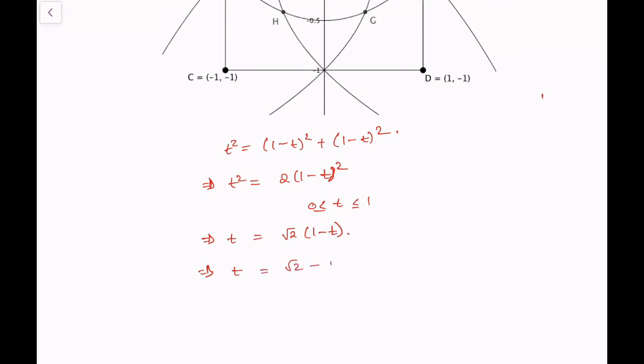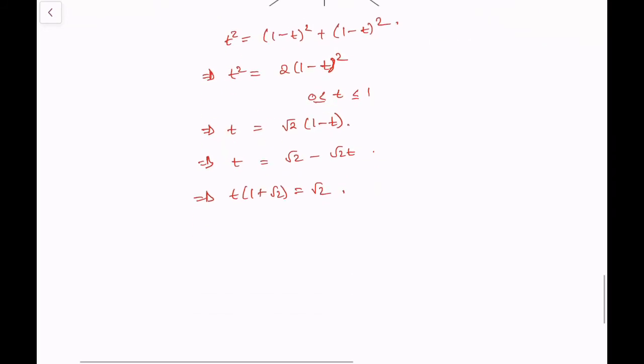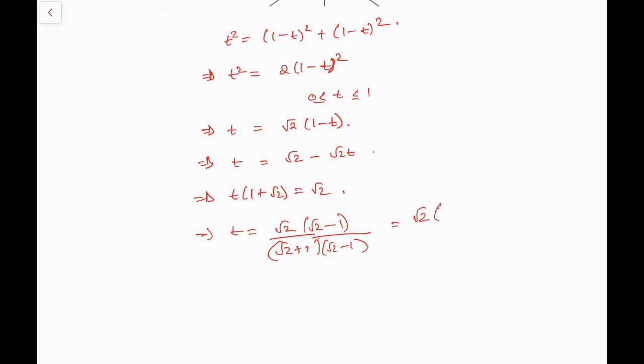which tells us that t equals root 2 minus root 2 times t. In fact, this would mean that t times (1 plus root 2) is square root of 2. So t equals square root of 2 divided by (root 2 plus 1). And in fact, we can rationalize this. We can multiply by root 2 minus 1, root 2 minus 1, which would give us root 2 times (root 2 minus 1), or 2 minus square root of 2.